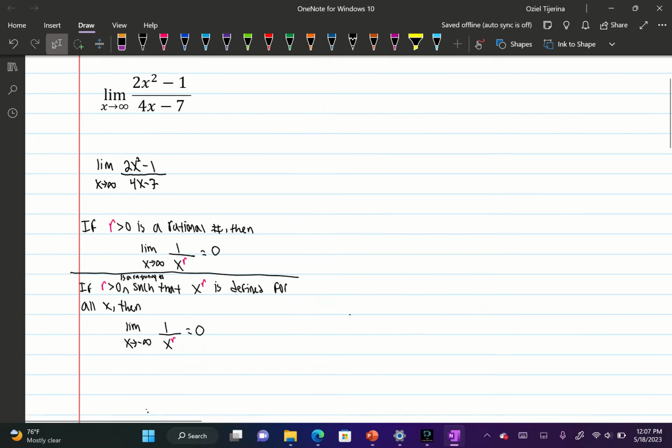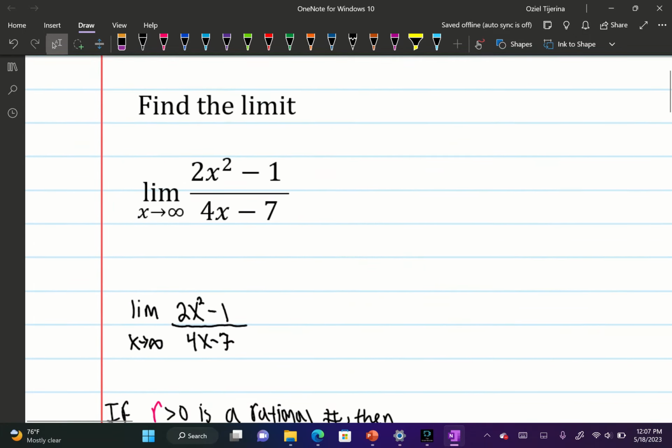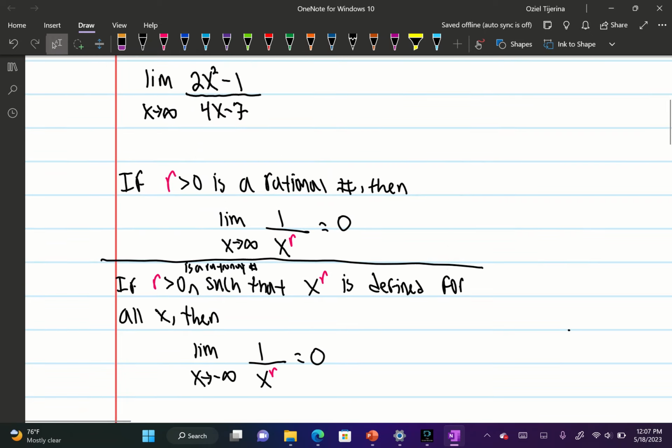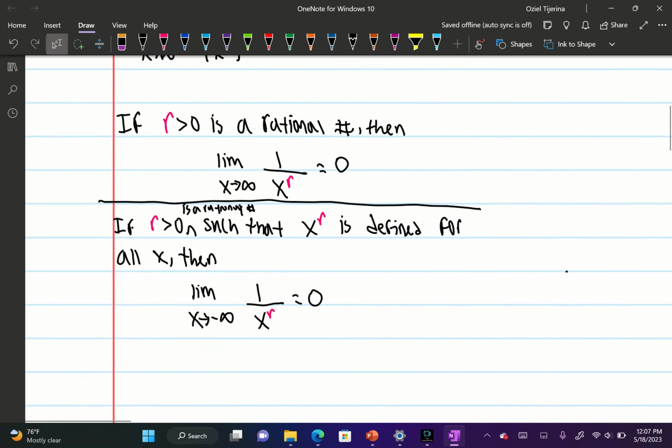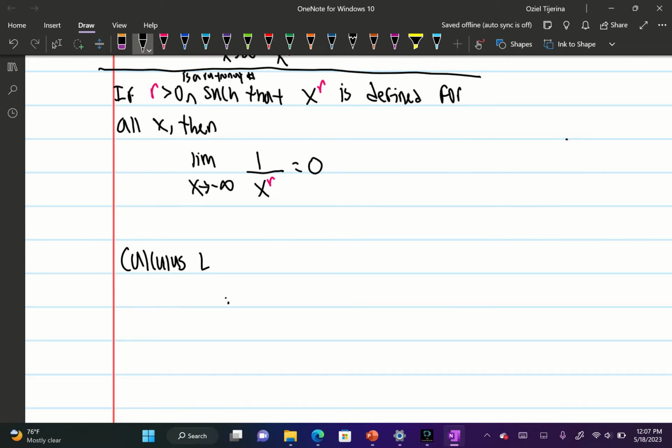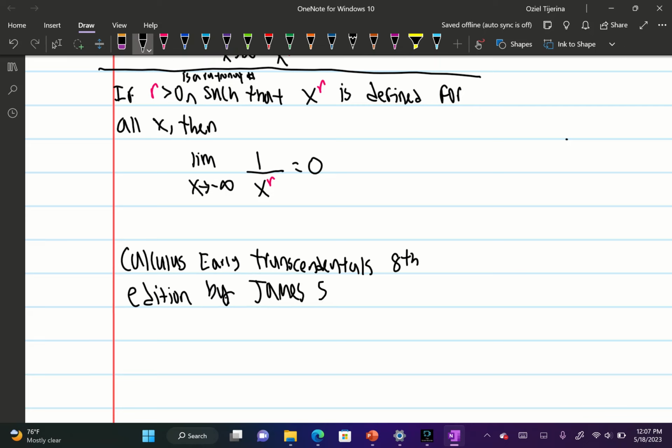So first and foremost, I do want to go over some terminology and some theorems here. And by the way, these theorems are from Calculus: Early Transcendentals, 8th edition, by James Stewart, and that's the book that I'm using to define these.